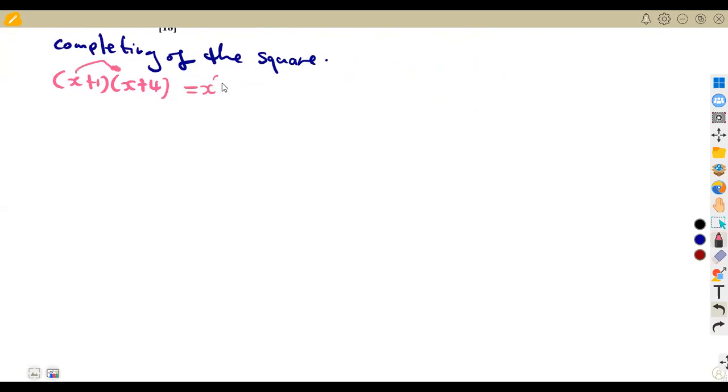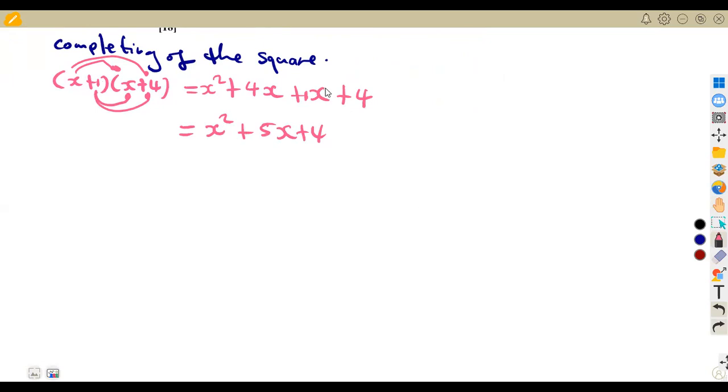This will be x squared, x times 4, which is going to be 4x. We are done with x. We move on to 1. 1 times x, that will be positive x. 1 times 4, which is going to be a positive 4. So that will be x squared. If we add 4 and 1, that will be 5x plus 4. So this is what we are obtaining as our quadratic expression.